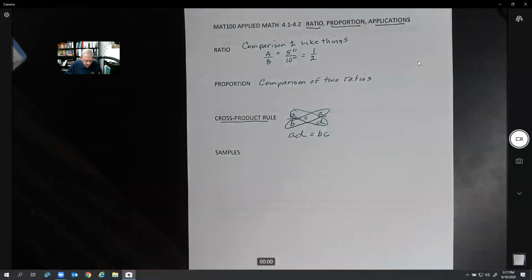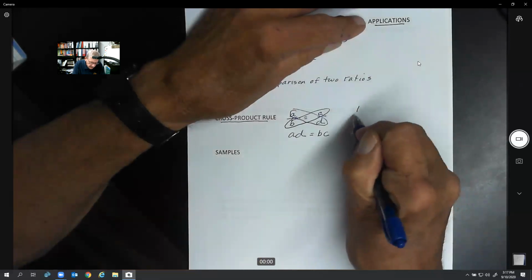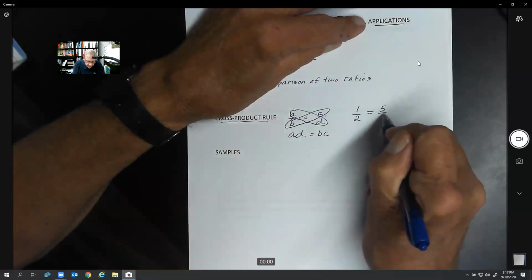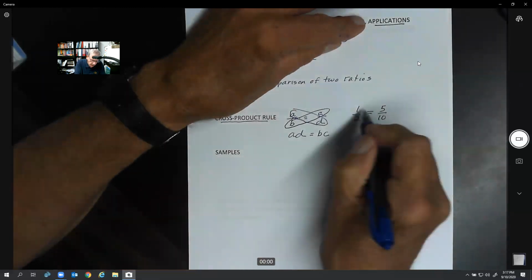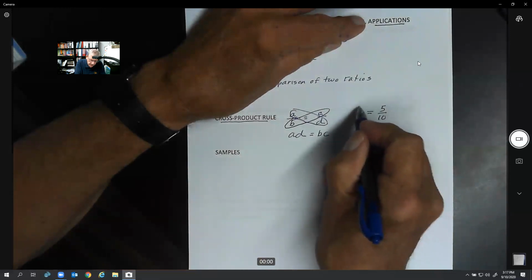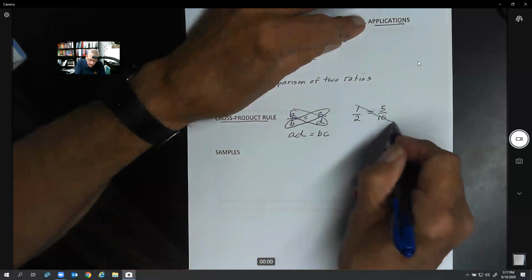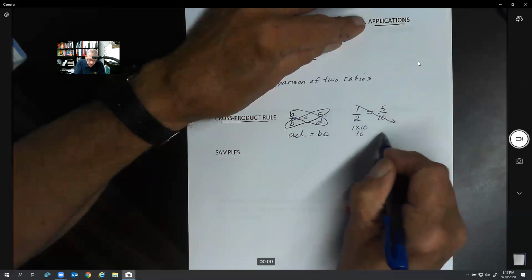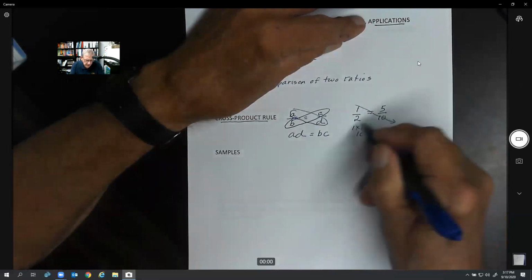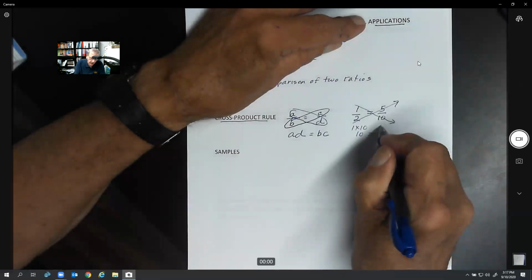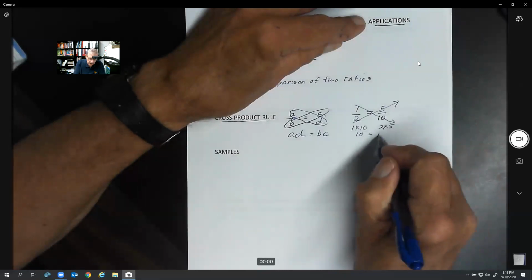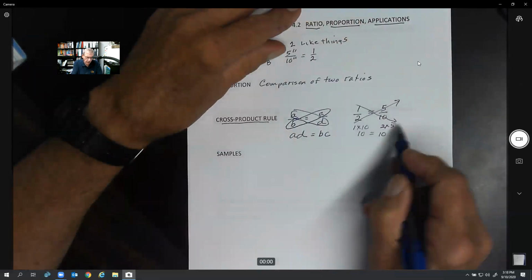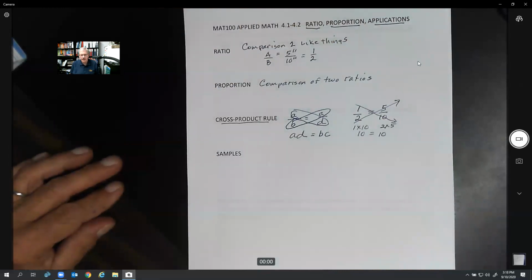Let me give you one that's pretty basic that you can see. Suppose we had 1/2 and it's equal to 5/10. So if we multiply the extremes coming down, we get 1 times 10, which is 10. And if we multiply the means coming up, we get 2 times 5, which is 10. So we prove it's a true proportion. And if it's a true proportion, both sides have to be the same.